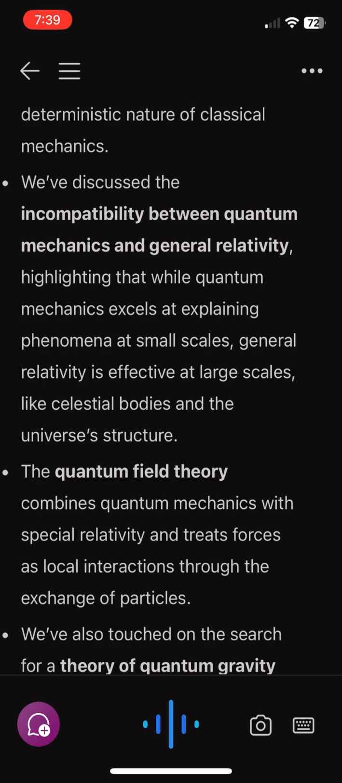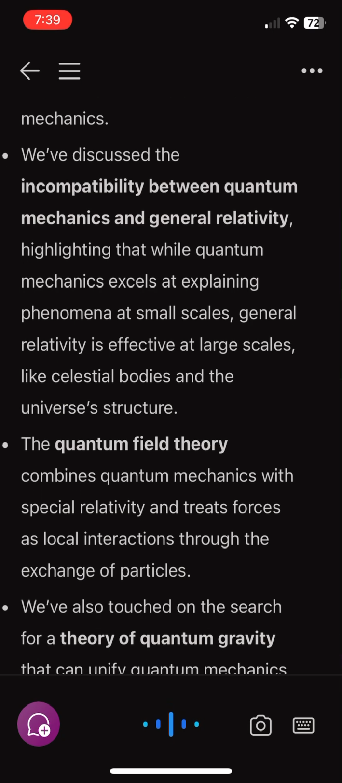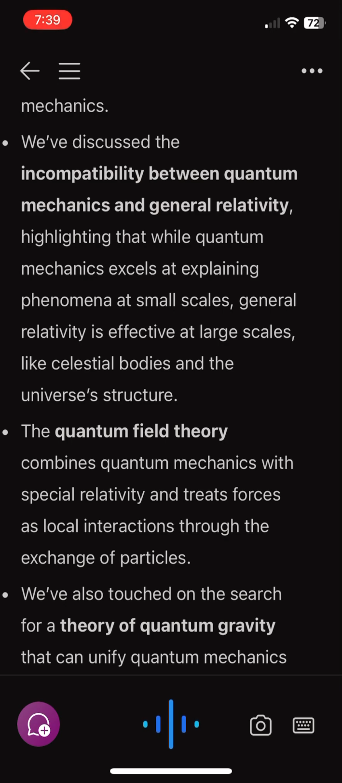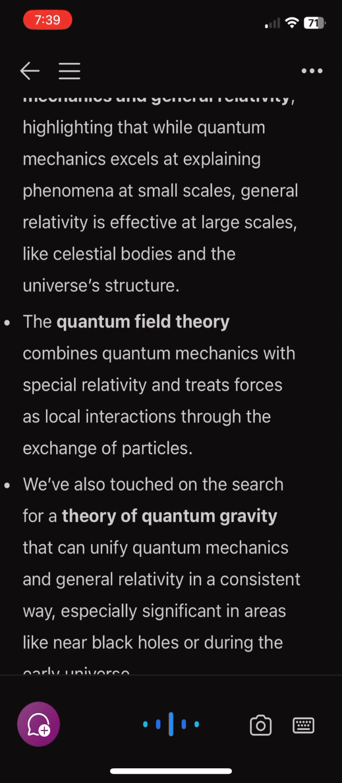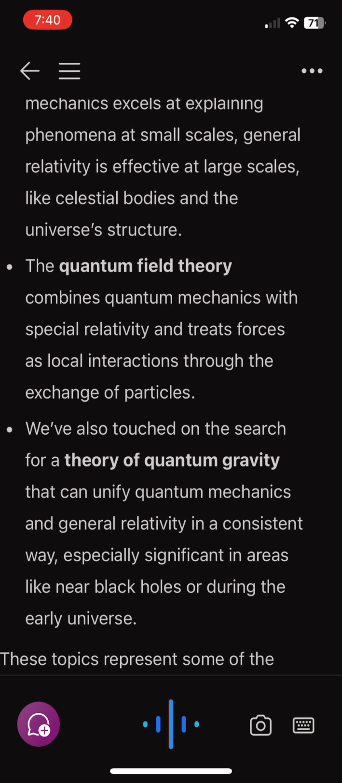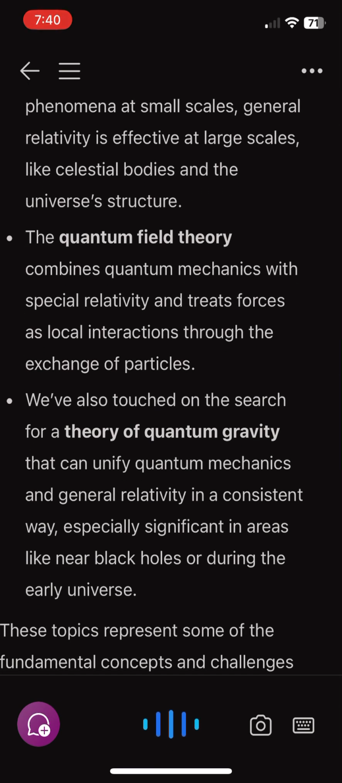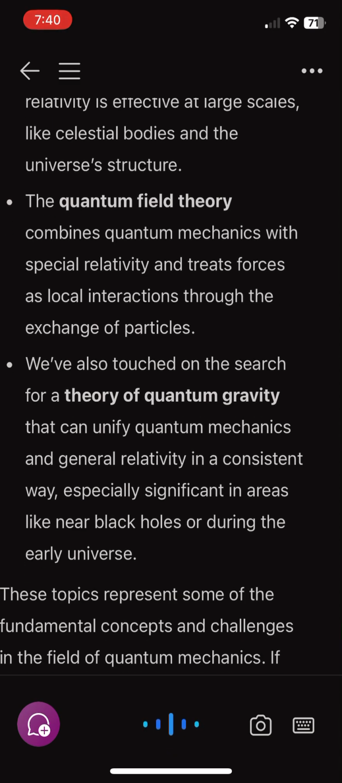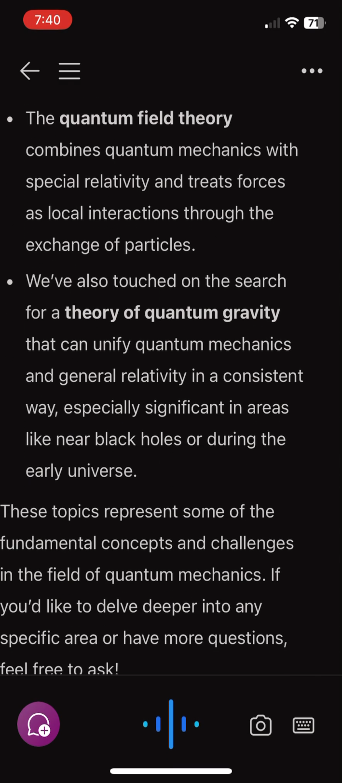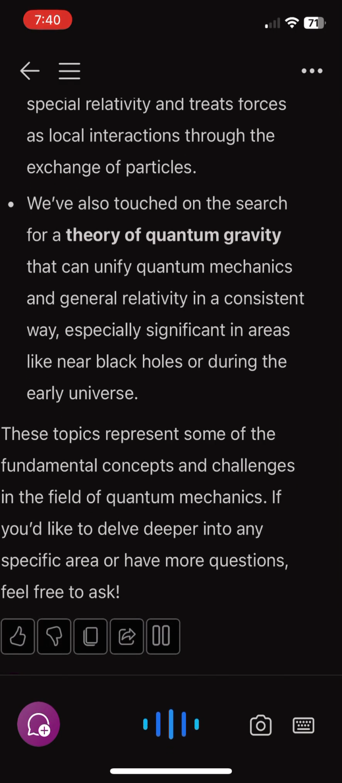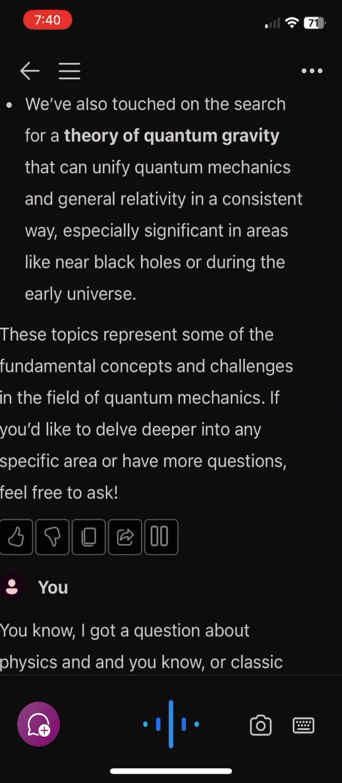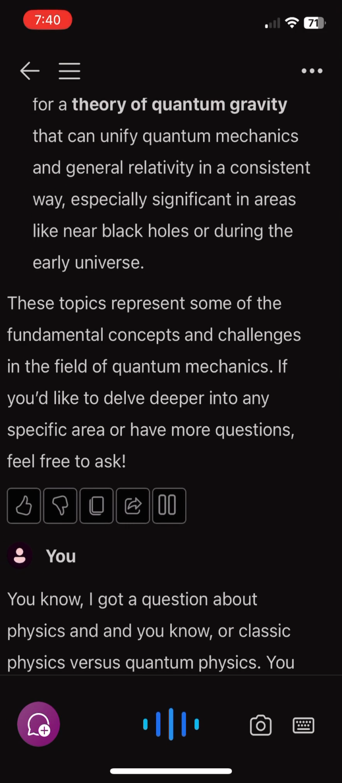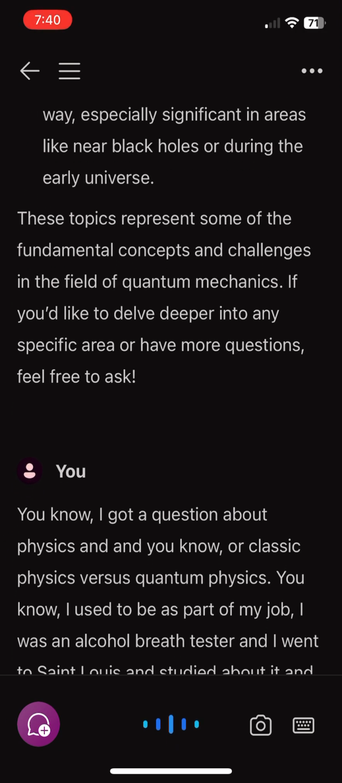We've discussed the incompatibility between quantum mechanics and general relativity, highlighting that while quantum mechanics excels at explaining phenomena at small scales, general relativity is effective at large scales like celestial bodies and the universe's structure. Quantum field theory combines quantum mechanics with special relativity and treats forces as local interactions through the exchange of particles. We've also touched on the search for a theory of quantum gravity that can unify quantum mechanics and general relativity in a consistent way, especially significant in areas like near black holes or during the early universe.